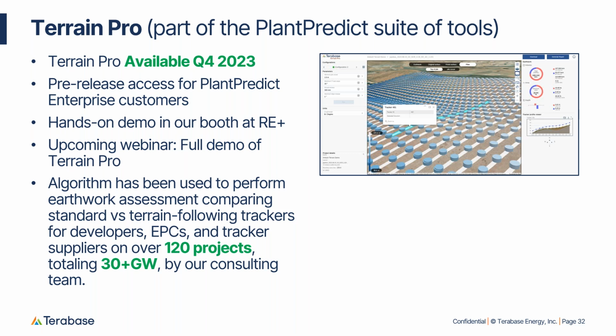Wrapping up the Terrain Pro discussion, we expect this to be released after RA Plus in Q4 of 2023. We're planning to first release this to our PlantPredict enterprise customers as a pre-release. Please stop by our booth at RA Plus for a hands-on demo, and watch out for an upcoming webinar where we're going to go into much more detail on how to use Terrain Pro, the data that we can extract from it, and the integrations with other PlantPredict products.